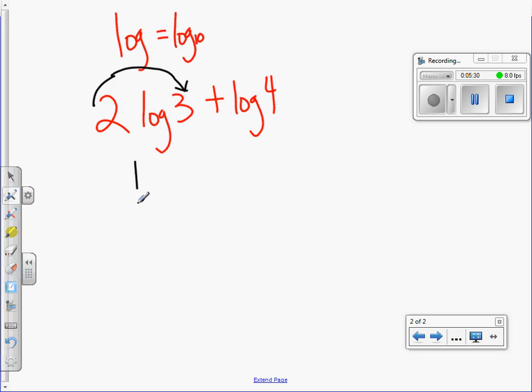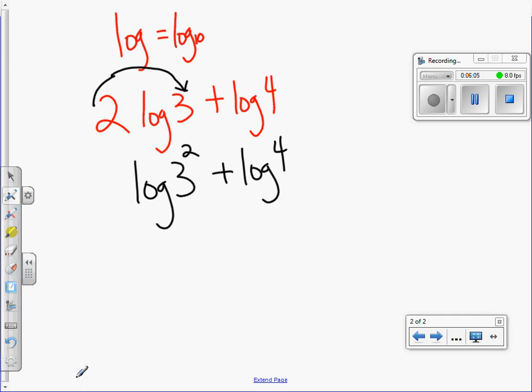So now my problem is going to read log base 3 to the second power plus log of 4. All right, so I want to be clear. Let me say this again. Log base 10 of 3 to the second plus log base 10 of 4. I may have misspoken when I was talking about this first piece, and if I did, ignore that. Sorry.